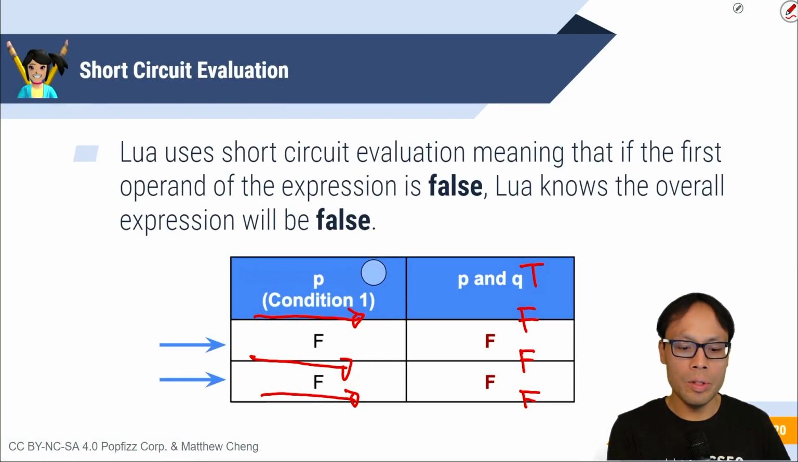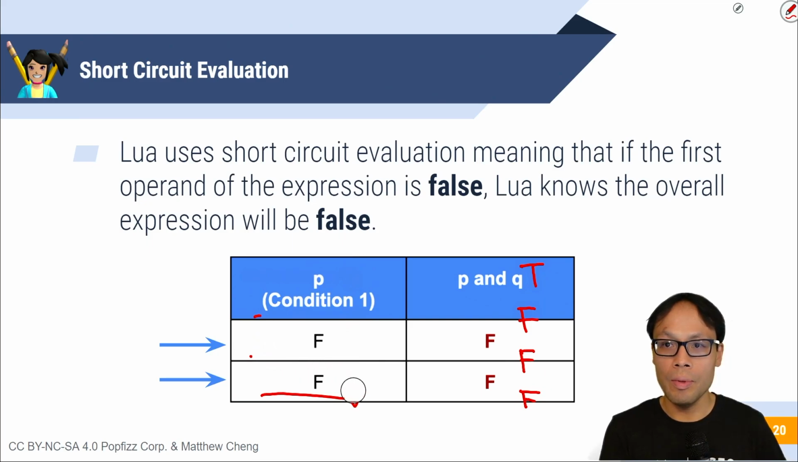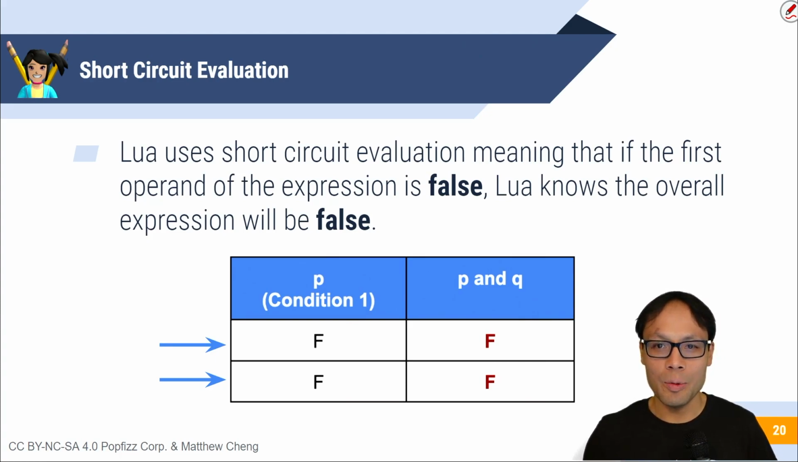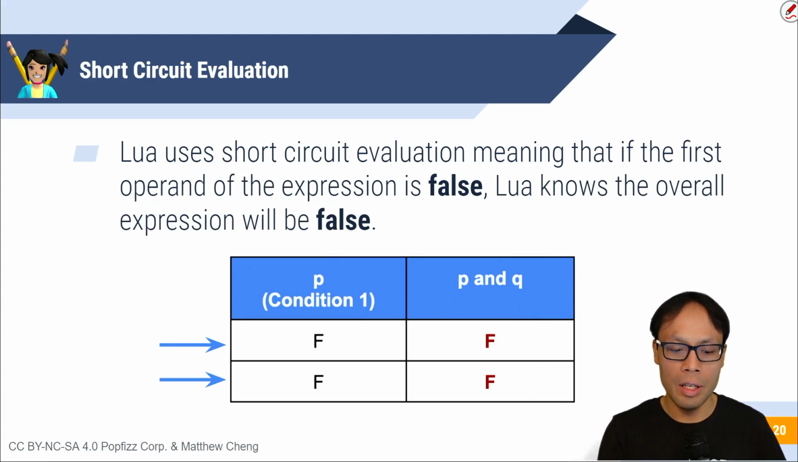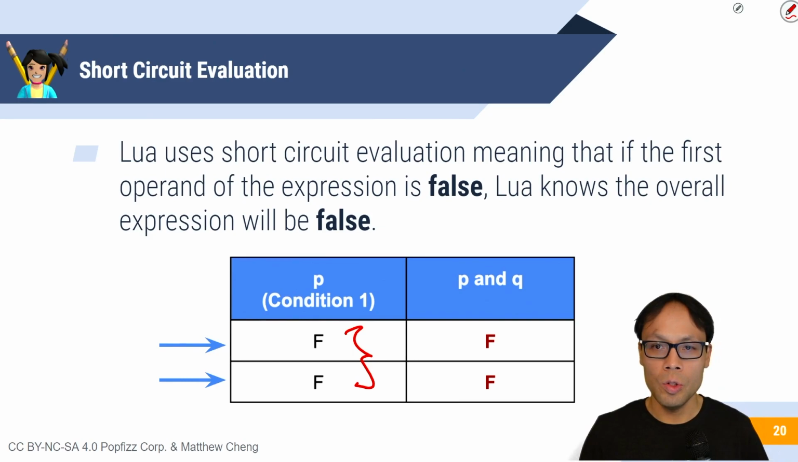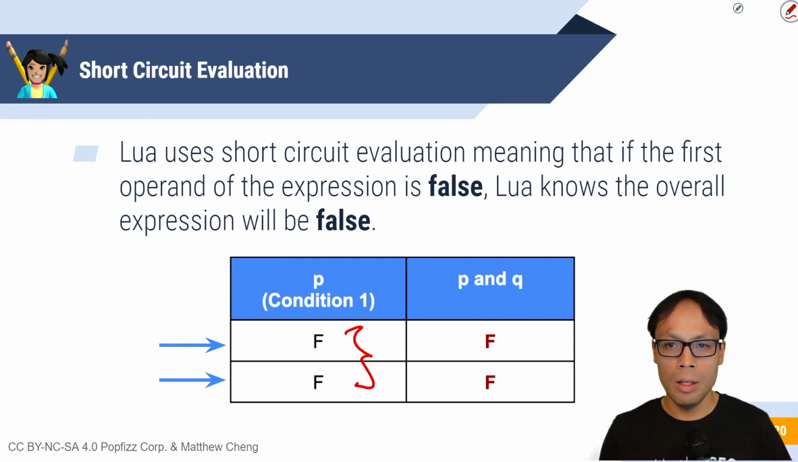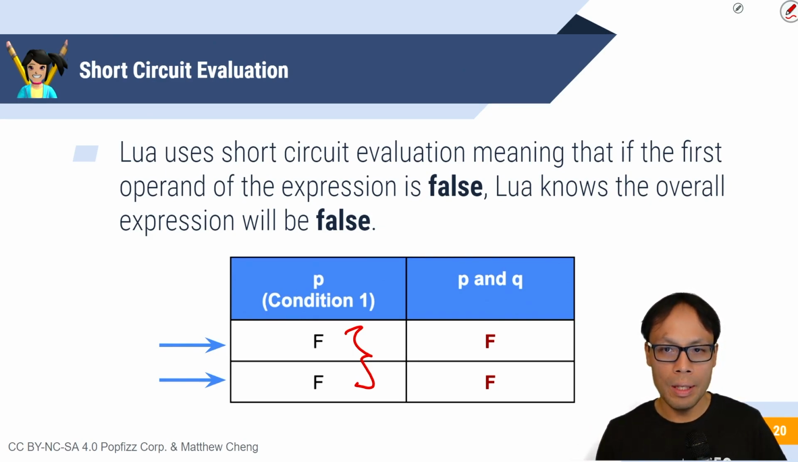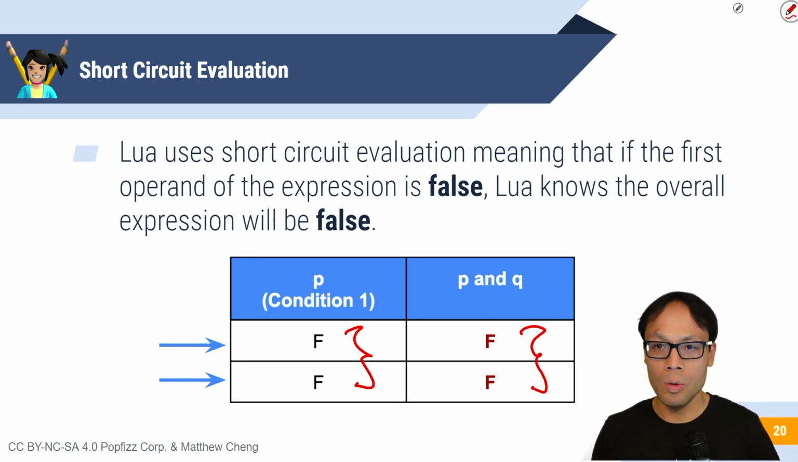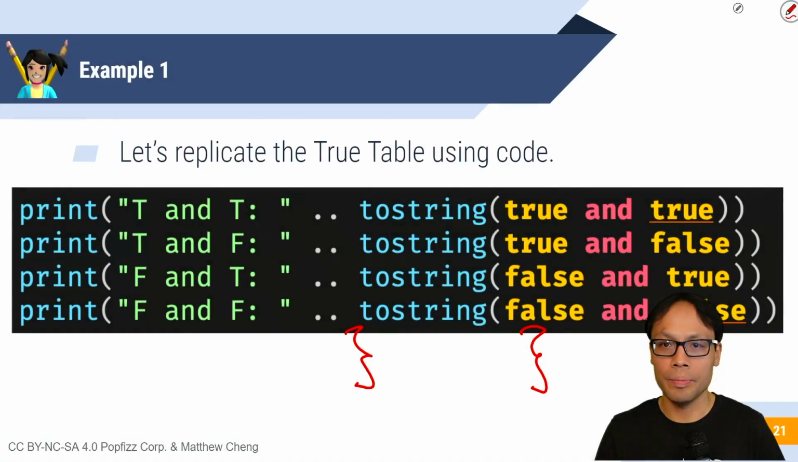Now, Lua uses short circuit evaluation, meaning that if the first operand of the expression is false, Lua knows that the entire expression will be false. So again, kind of an abbreviation of the truth table that we just saw. If either one of the P's is false, then the entire P and Q will also be false.